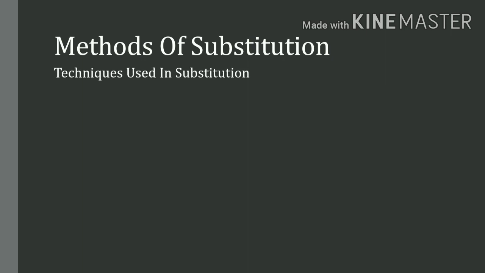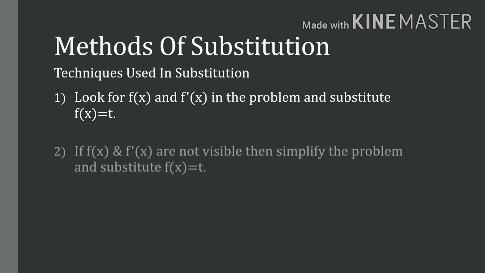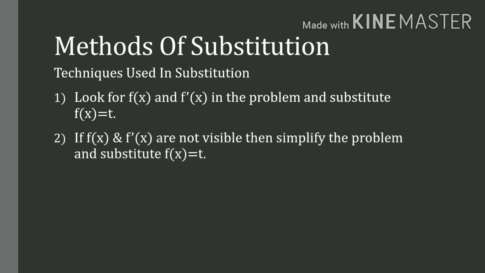Let's see technique number 1. Look for f of x and f dash of x, that is function and its derivative, in the problem, and substitute the function as t. When you substitute it, the sums become really easy and you can solve it very quickly. Technique number 2. If the function and its derivative are not visible, then we have to multiply and divide to make them look similar to function and its derivative. That time we have to substitute the function as t, and then we will solve the problem.